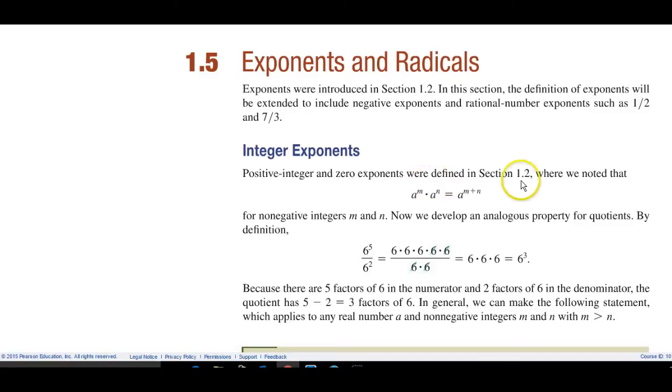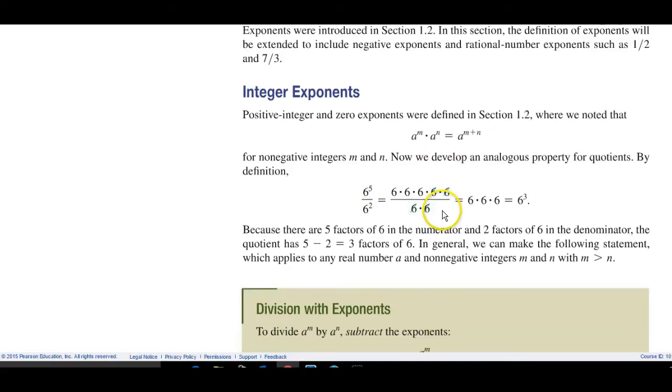Now, in section 1.2, we talked about if our bases were the same, and we would multiply these variables just by adding the exponents. Now, if we're going to divide, here we have 6 to the 5th power over 6 to the 2nd power, and written out, it looks like this.